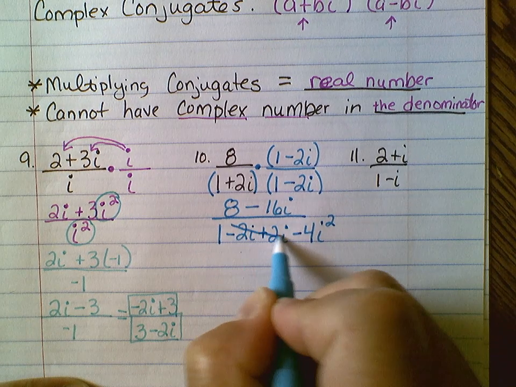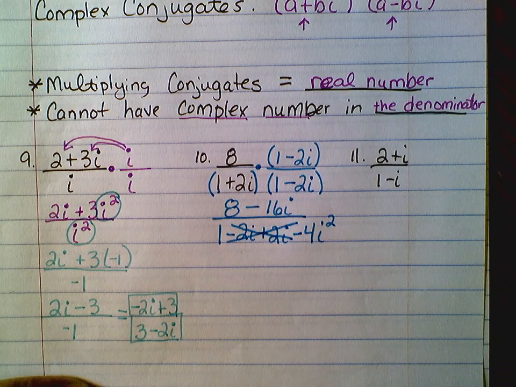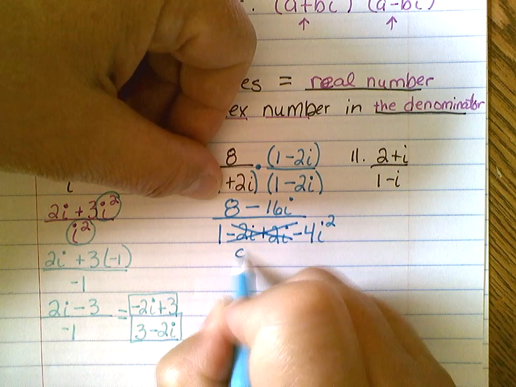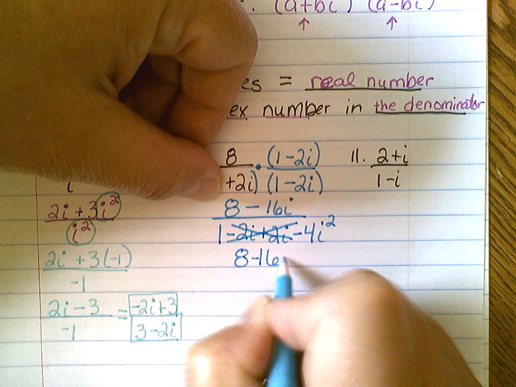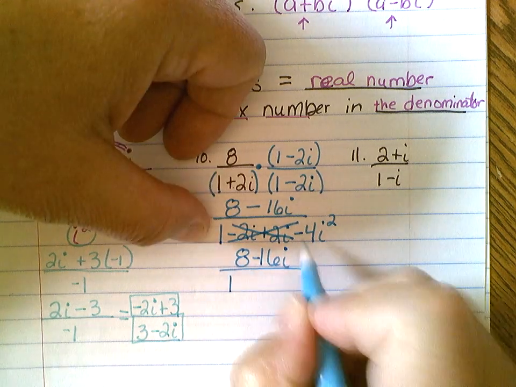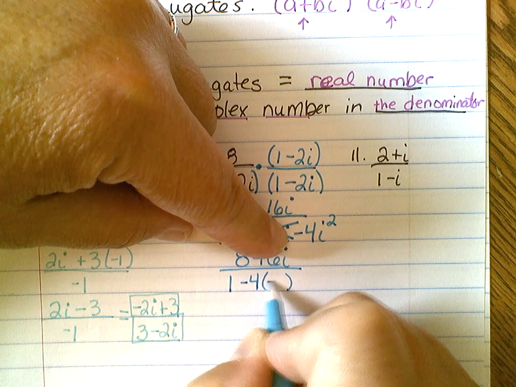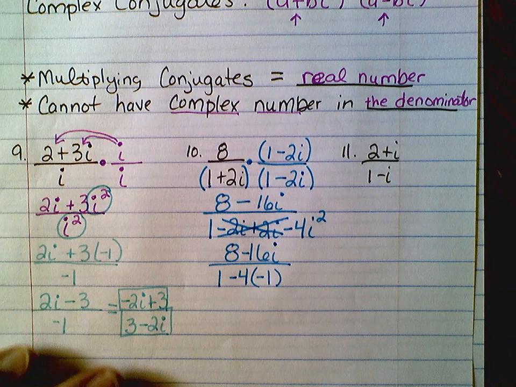So when I combine like terms, I have a negative 2i and a positive 2i. So they are 0. So let me write my numerator. And then in my denominator, I have 1. And then I have this negative 4. And the i squared is negative 1. So I have to multiply those.